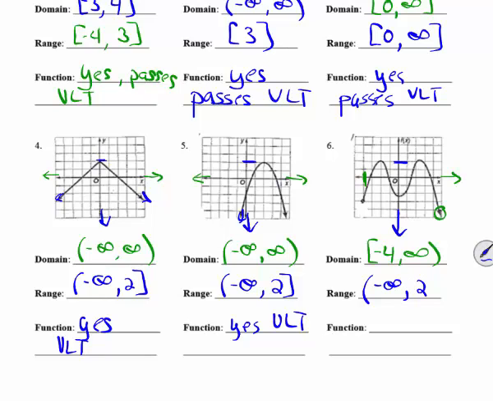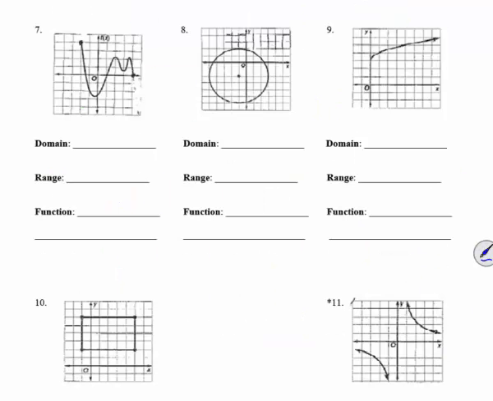So we have 3 different functions that have the same range, but they obviously look very, very different. Is it a function? Yes. Passes the vertical line test. Okay, so let's see. Do we have any more examples? Yeah, we'll do a couple more.